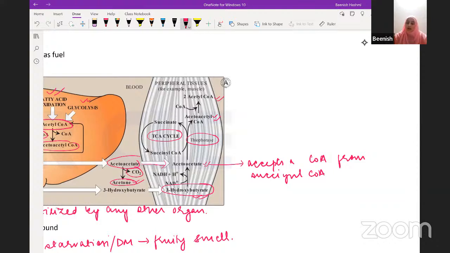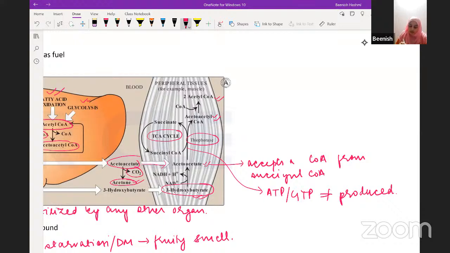This step is actually a part of TCA and is an example of substrate level phosphorylation in TCA. But here, the one GTP or ATP that was formed in TCA is not being produced. ATP or GTP is not produced when this step is occurring as a part of ketolysis. Otherwise, in TCA, this is giving one substrate level phosphorylation, one ATP. But when this step is used for utilization of ketone bodies, then no ATP or GTP is formed.